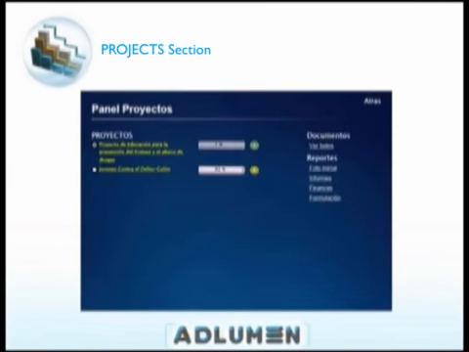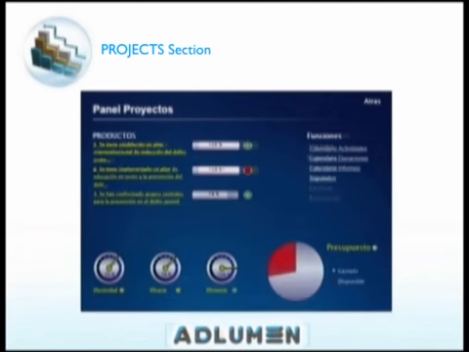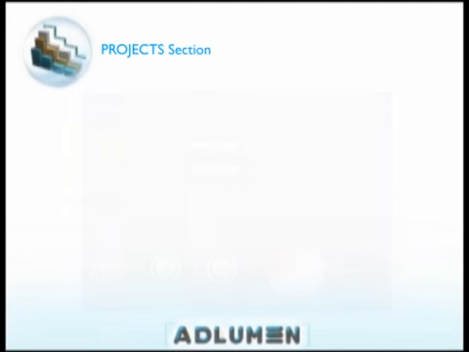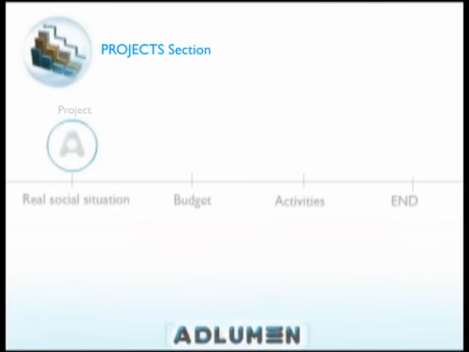From this section, the information is managed following the logical framework approach, and it is where the project impact results are shown. A project managed and monitored in Adlumen should be based on objectives defined within a social situation, an acquired budget, and established activities for the project's development, which will lead to timely completion of the project, as established at the beginning of the process. This is the nature of the logical framework approach.